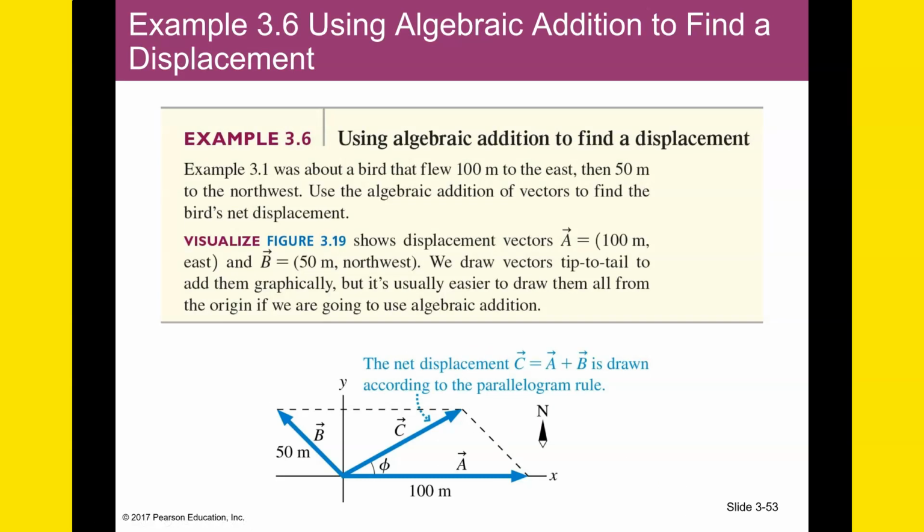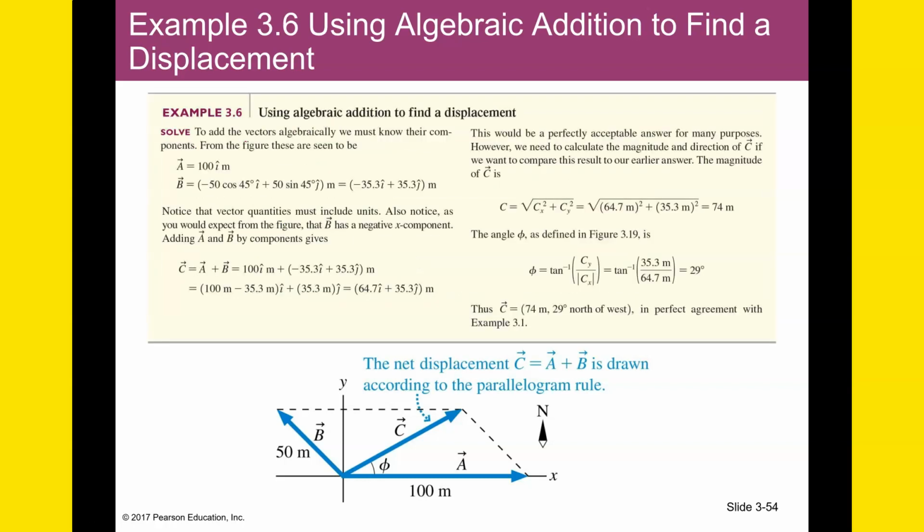Example 3.1 was about a bird that flew 100 miles to the east, then 50 meters to the northwest. Use algebraic addition of vectors to find the bird's net displacement. I'm not going to do that because that's exactly how I showed you to do it the first time. And I think that was a lot easier than having to use law of cosines and such.